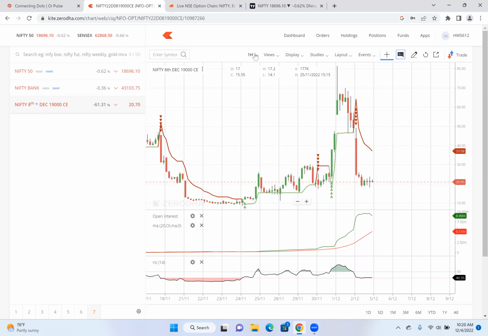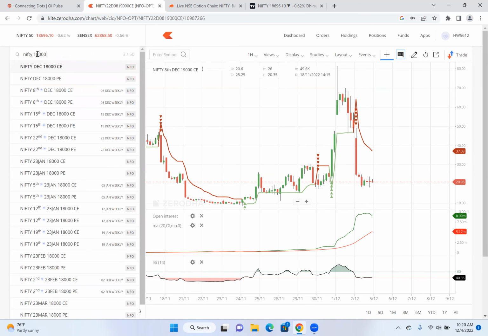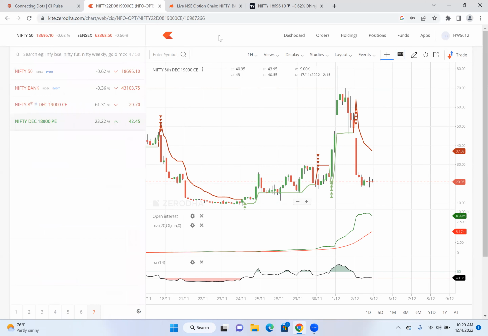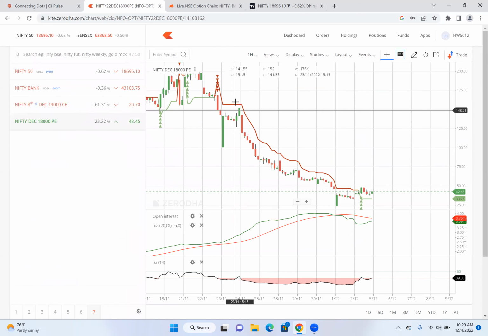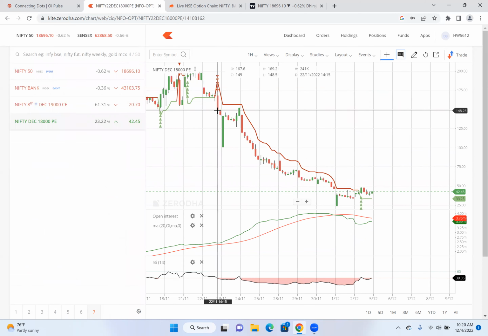Some other things may show you, right? For example, if I see Nifty monthly expiry, 18,000 put option, I'm just showing you for illustration purposes. This is Nifty 18,000 put option. What do you see on Nifty 18,000 put option? Monthly expiry, December expiry, right?